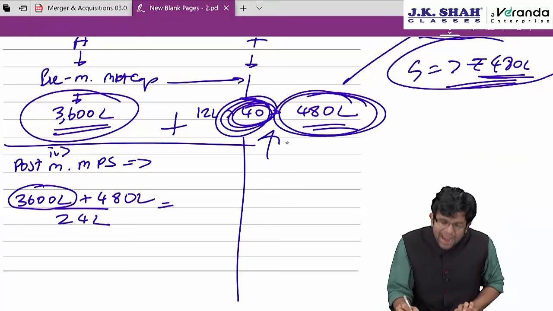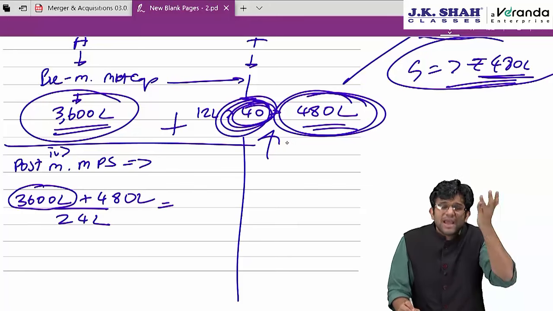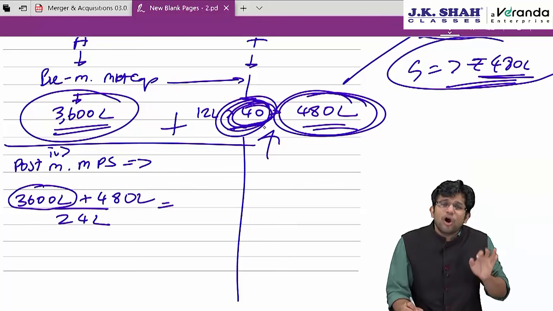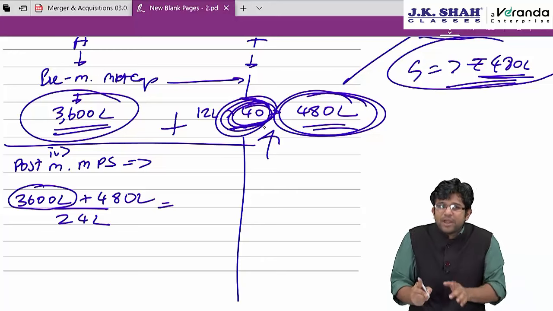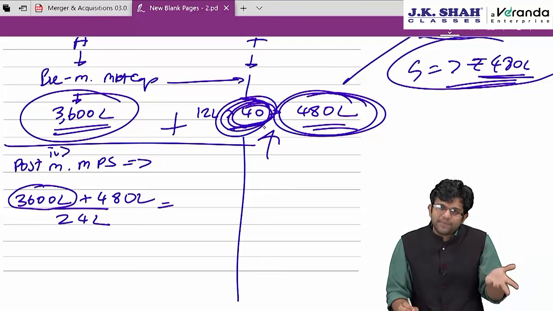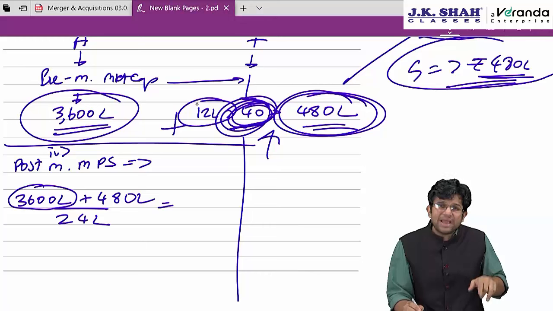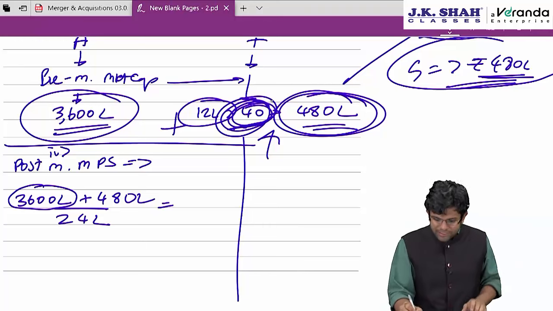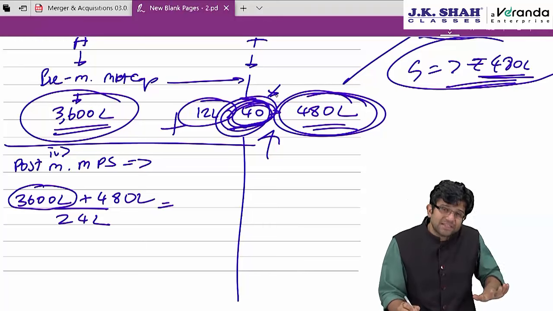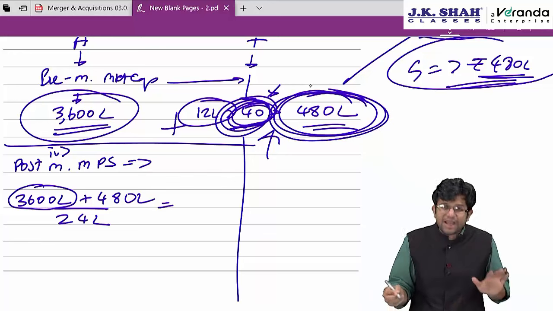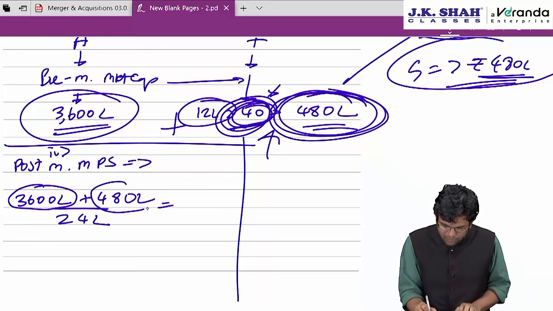There isn't any kind of increase or appreciation in the value of Target Limited as it comes into the acquiring company, because the growth rate is expected to be the same. So straight away, 12 lakhs pre-merger number of equity shares into its pre-merger existing market price per share gives 480 lakhs worth of company entering into our company.